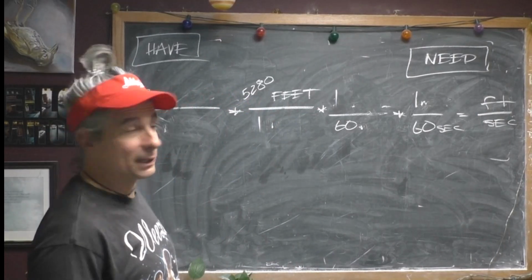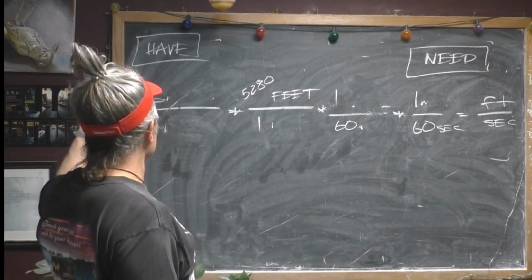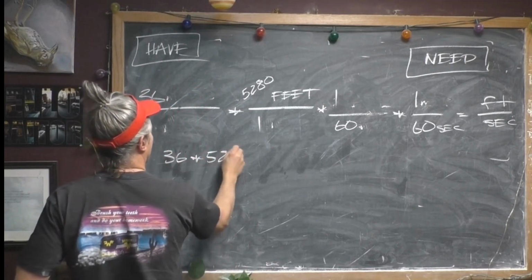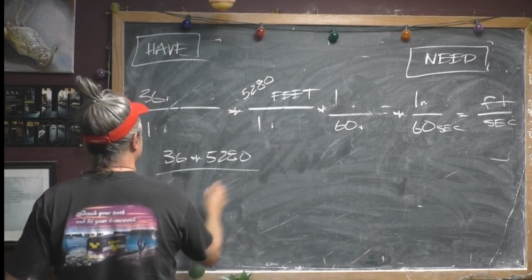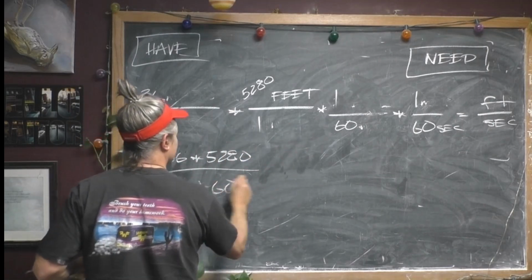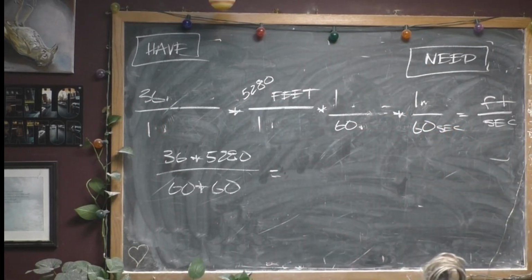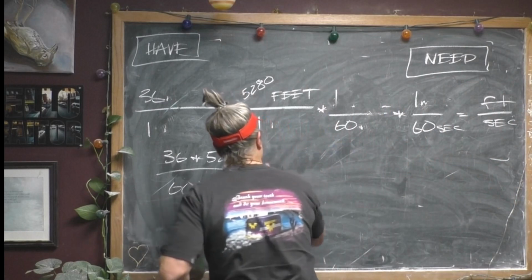And look, you can see the units that are left. Feet per second. This is awesome. So it's 36 times 5,280 over 60 times 60. All right, what's that equal to? That tells us how many feet every second I'm going. So 36 times 5,280 divided by 60 times 60. I am going about 53 feet a second. Wow!